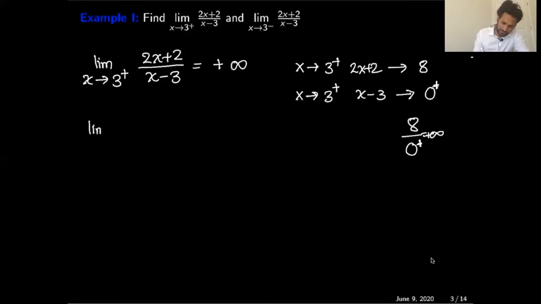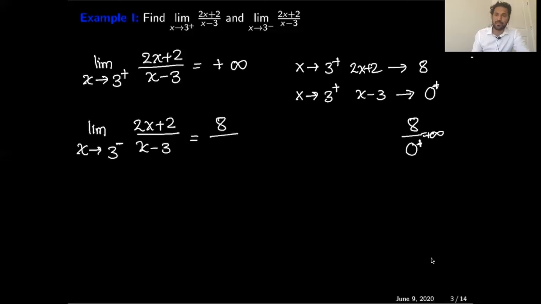Similarly, if x approaches 3 from the negative side, 2x plus 2 divided by x minus 3, as you can see, the top will approach 8, but the bottom will approach 0 from the negative side. It will be a very small negative number, and a number over a small negative number is going to be a really large negative number. So this will be a limit of minus infinity.